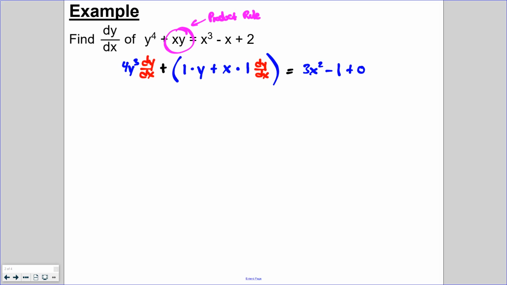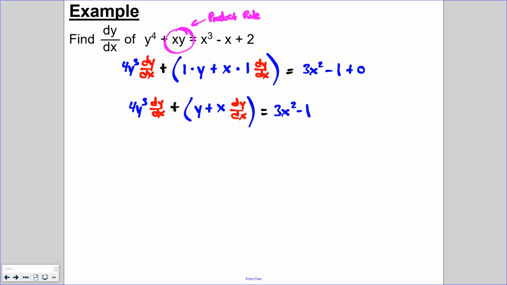Alright, so now we can do some simplification. So let's see, we're going to have 4y cubed dy/dx, no change there. And then plus, and let's see, we can simplify. 1 times y is just going to be y, plus x times 1 is just going to be x, but then we have that dy/dx on it as well. And then that's just going to equal 3x squared minus 1.